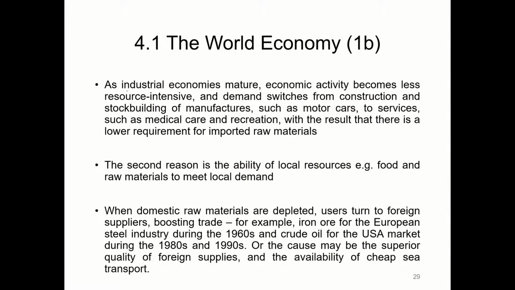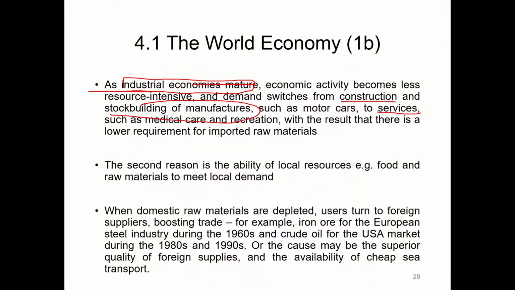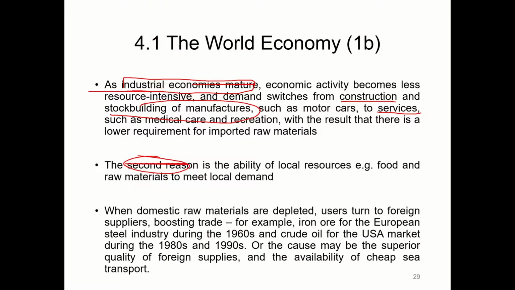So as industrial economies mature, they will switch from more manufacturing-oriented activities such as construction and stock building of manufacturers to services, just like in the example of Western Europe and Japan. The first reason being the economic structure, and the second reason is the depletion of local resources.